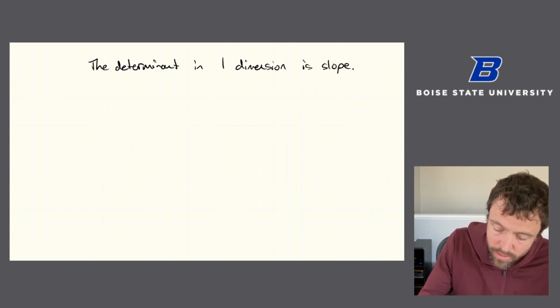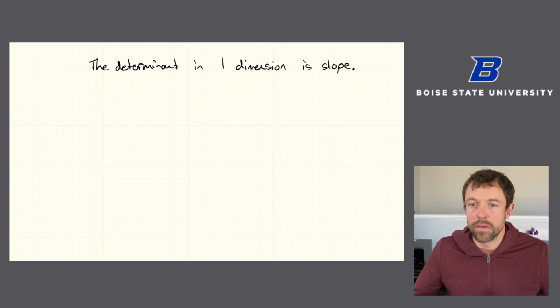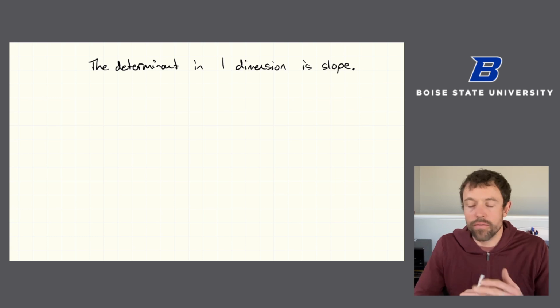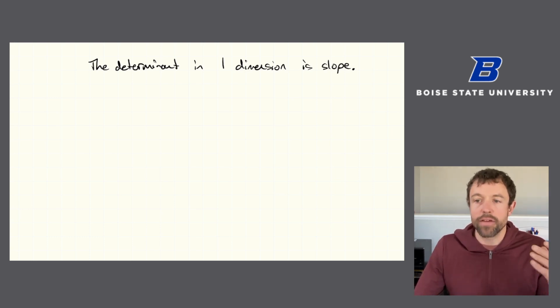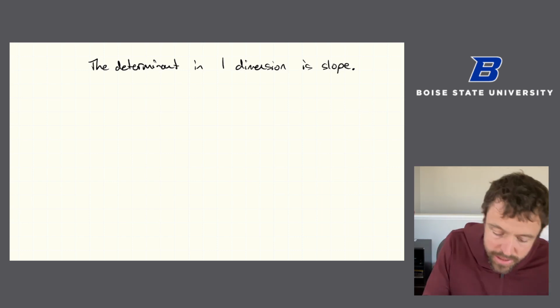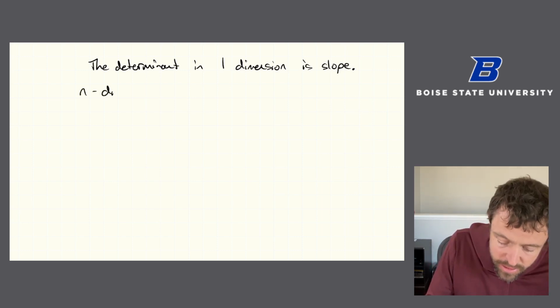The determinant in one dimension is slope. Like literally one of the first things you learned about in algebra. Whenever you first saw algebra and saw graphing, you learned about linear functions, you learned about slope. One-dimensional determinants are slope, and so another way to think about n-dimensional determinants is that n-dimensional determinants generalize slope.